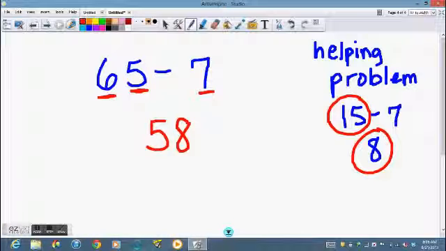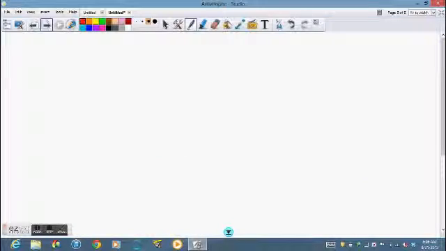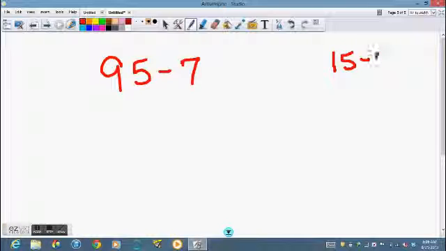How about if we were doing 95 minus 7? Alright, the helping problem is still 15 minus 7, which is 8. Okay, and I know that because of this 5 and this 7. So I know my answer is going to have an 8 in it. And then the tens digit of my answer is 1 less than my 9. So that's going to be an 8. So my answer is 88.